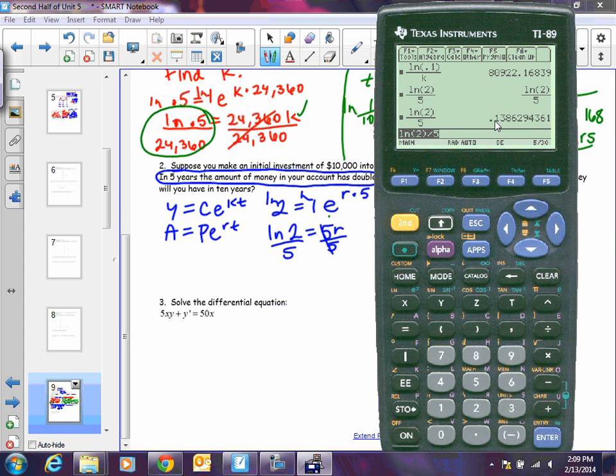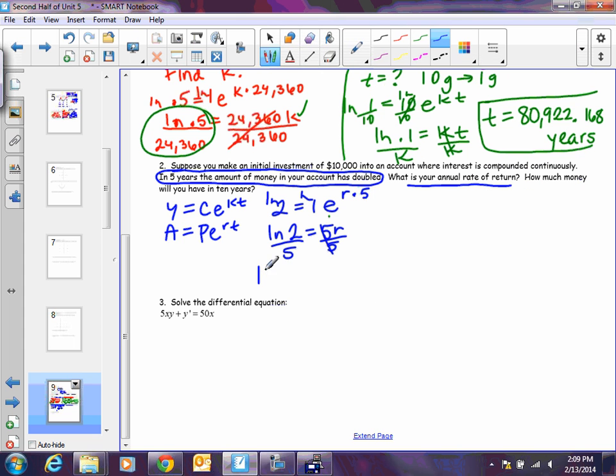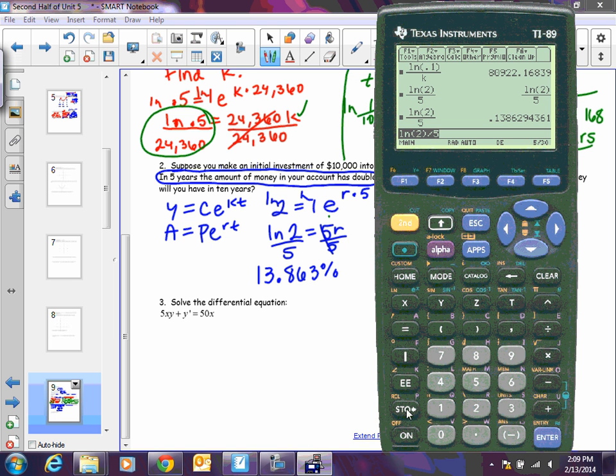And so I'm going to write it out as 13.863%. Okay? And I'm going to store that. And this time you can use K, you can use R. It doesn't really matter as long as you remember. And so now that's stored, ready for the second part.